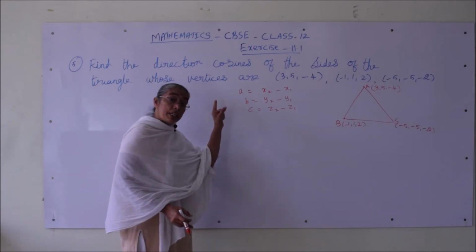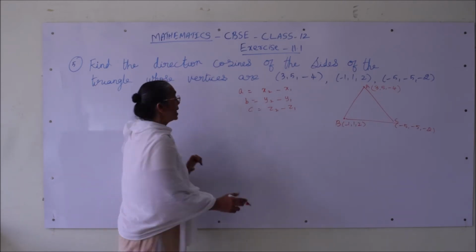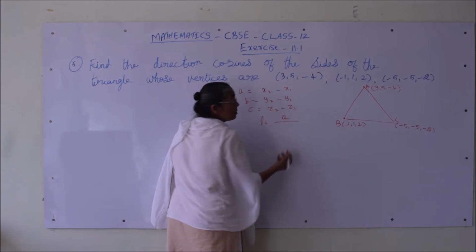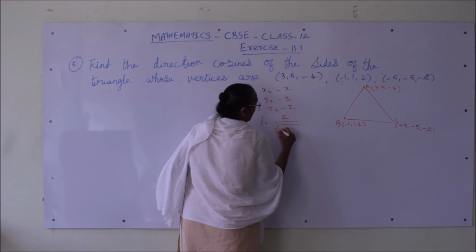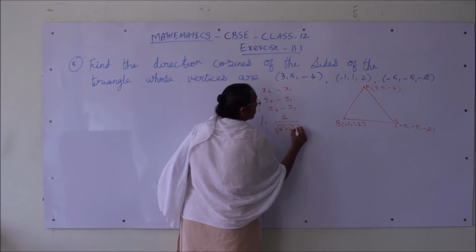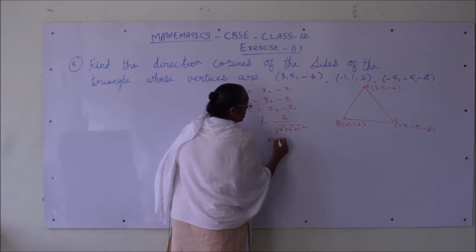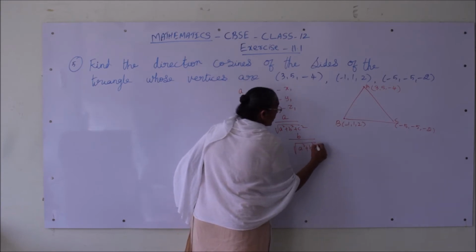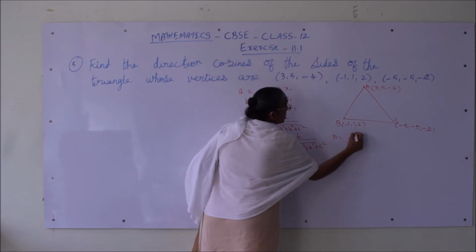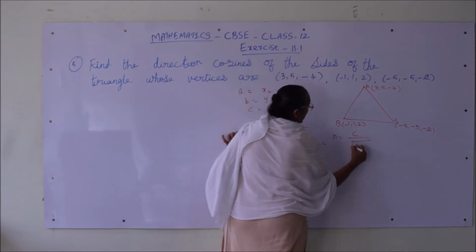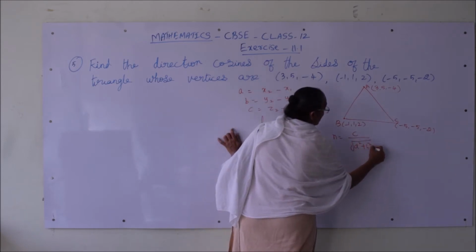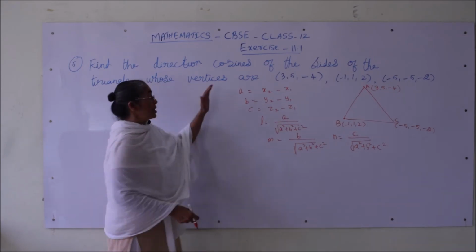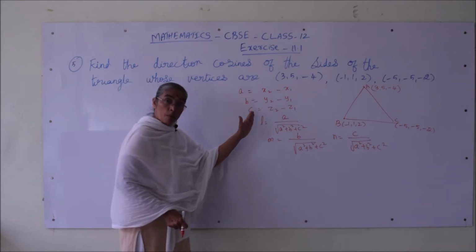When the DRs are in the form of A, B, C, then the DCs are given by the formula: L is A by root over A square plus B square plus C square, M is B by root over A square plus B square plus C square, and N is C by root over A square plus B square plus C square.